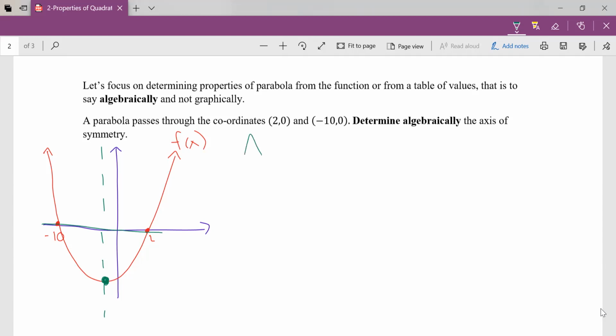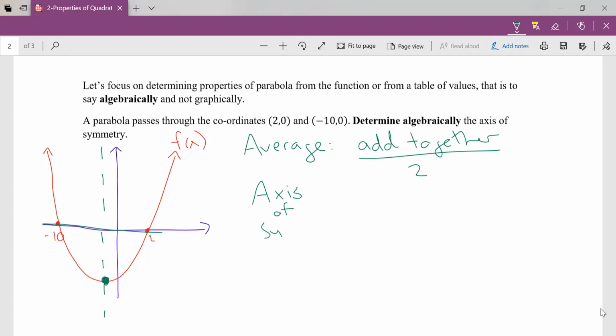Another way to say that is the average, right? And I've been finding an average since I was a little guy. I add my two things together, and then I divide. In this case, I'm only going to divide by 2 because there's only two things. So I like to think of the axis of symmetry as an average, because in some sense it is. It's the average of those two horizontal points. So I'm going to say x is equal to, because it's a vertical line, 2 plus negative 10, divided by 2.